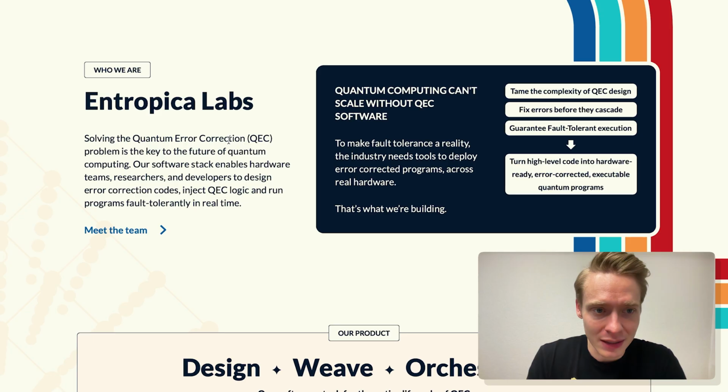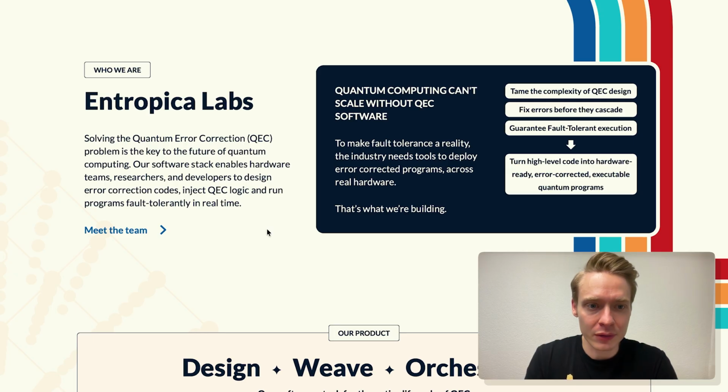So Entropica Labs: solving the quantum error correction (QEC) problem is the key for the future of quantum computing. Our software stack enables hardware teams, researchers, and developers to design error correction codes, inject quantum error correction logic, and run programs fault-tolerantly in real time. Quantum computing can't scale without quantum error correction software. To make fault tolerance a reality, the industry needs tools to deploy error-corrected programs across real hardware. That's what we are building.